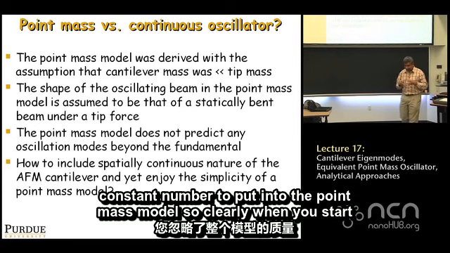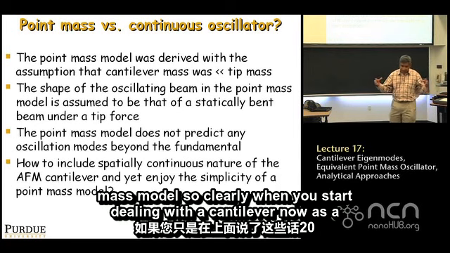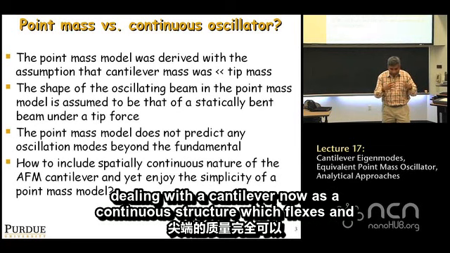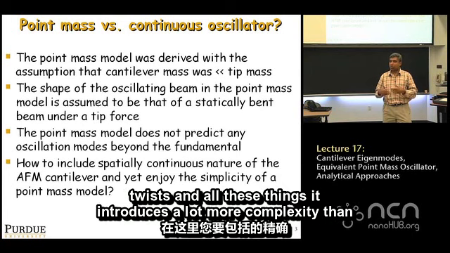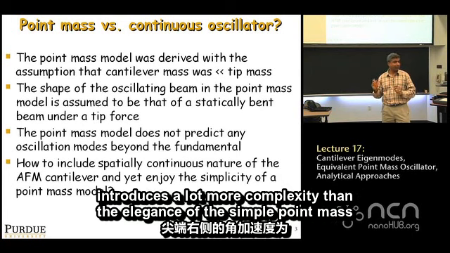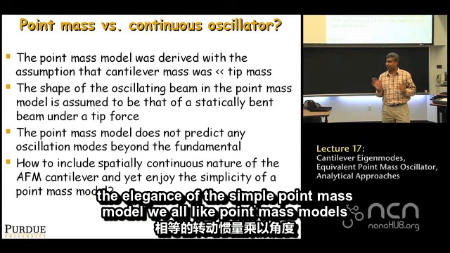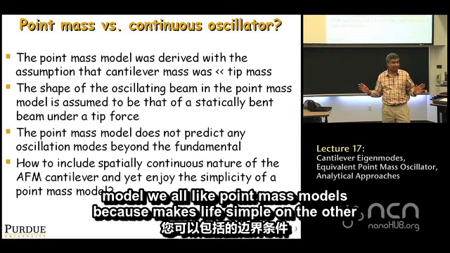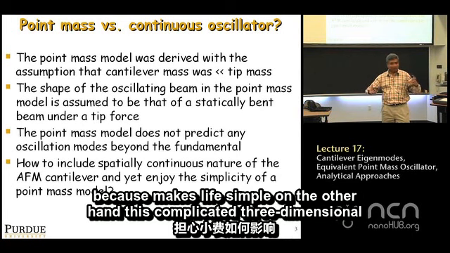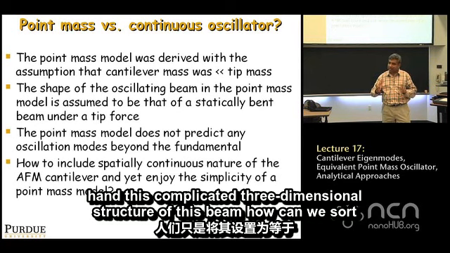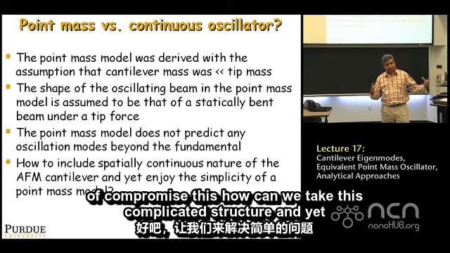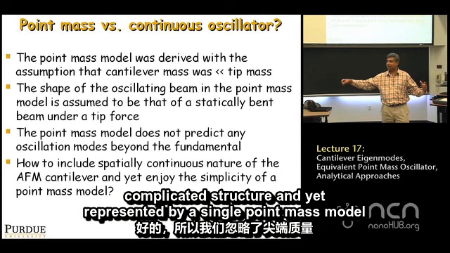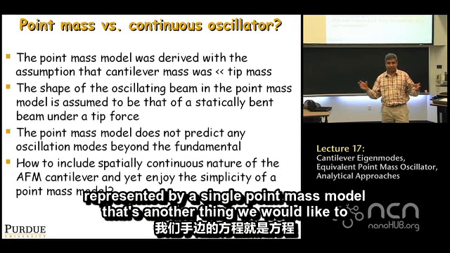So clearly, when you start dealing with a cantilever now as a continuous structure which flexes and twists and all these things, it introduces a lot more complexity than the elegance of the simple point mass model. We all like point mass models because it makes life simple. On the other hand, this complicated three-dimensional structure of this beam, how can we sort of compromise this? How can we take this complicated structure and yet represent it by a single point mass model? That's another thing we would like to retain.